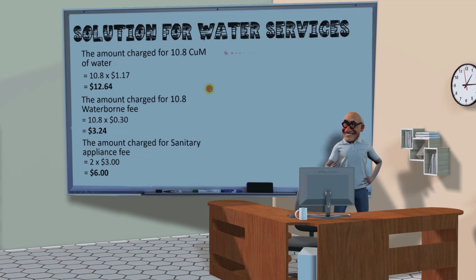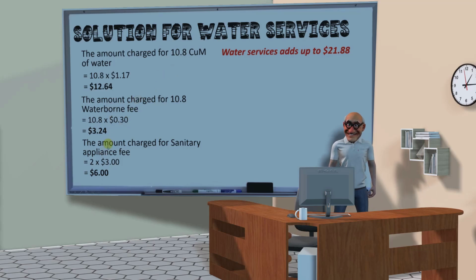So now we must remember that the water services adds up to $21.88. But we must also remember that these two here, when we are busy calculating the total VAT or GST on the bill, are exempted from tax. Don't forget that.